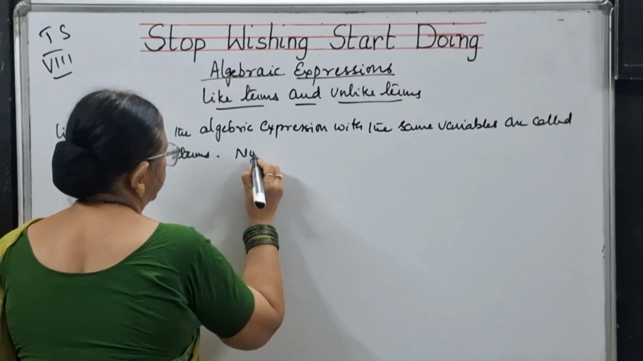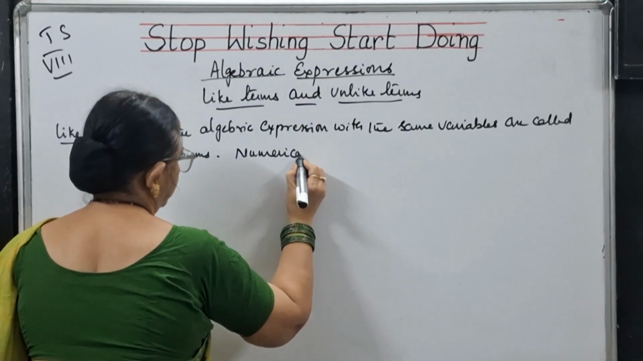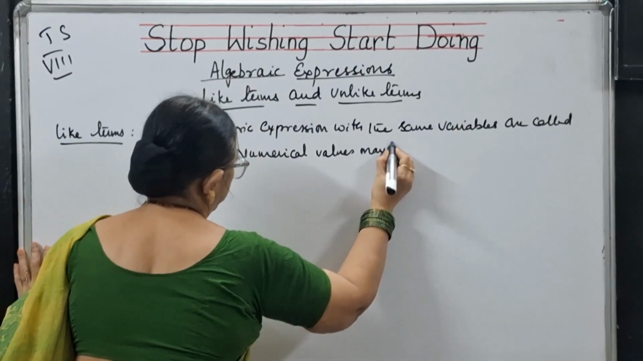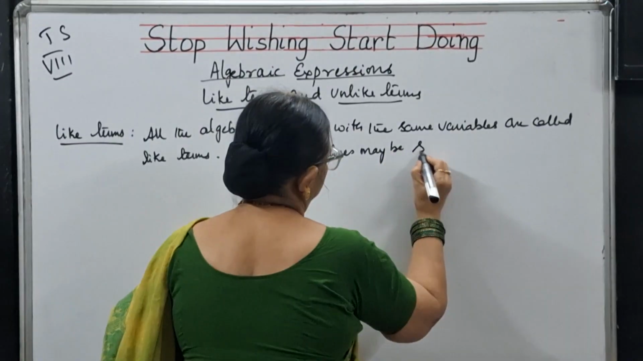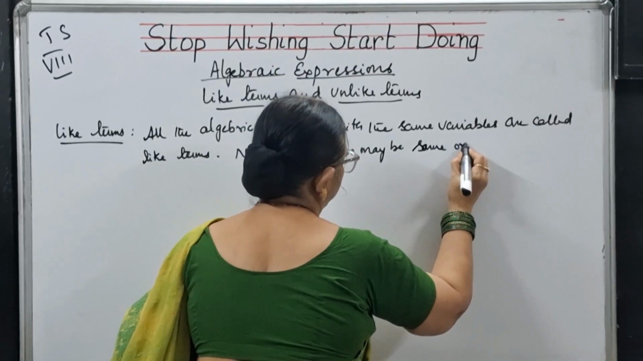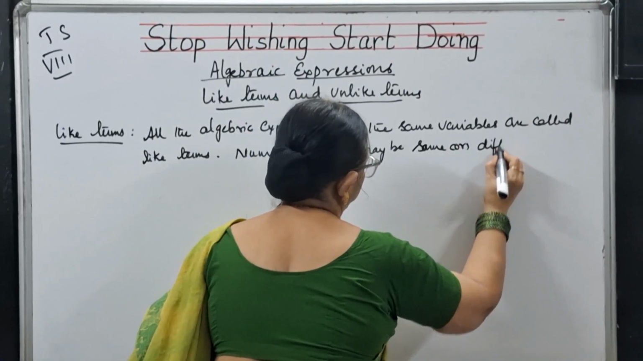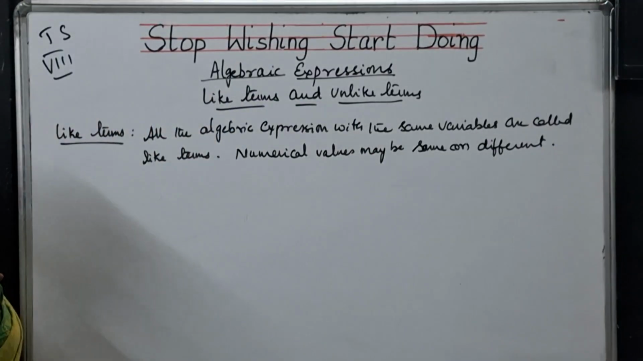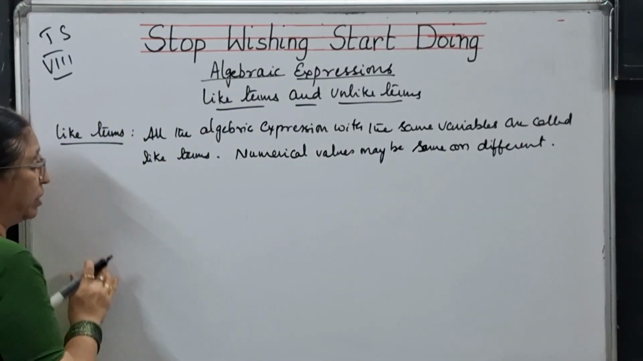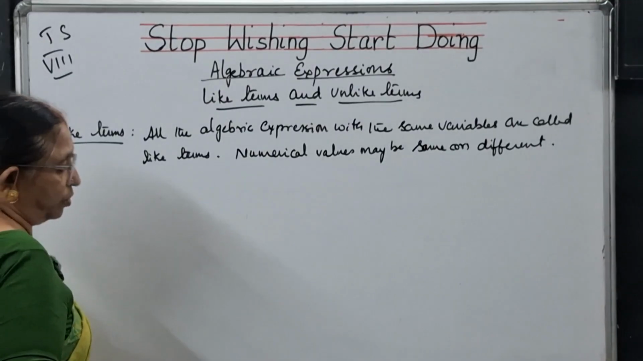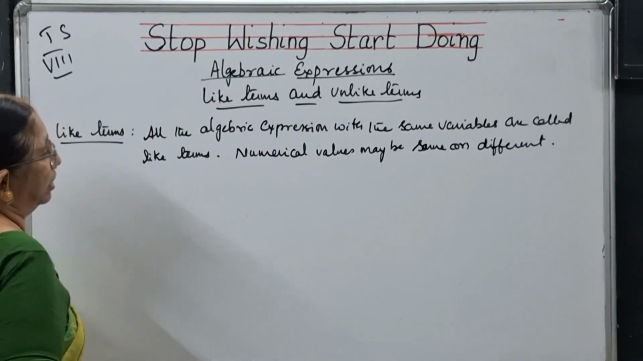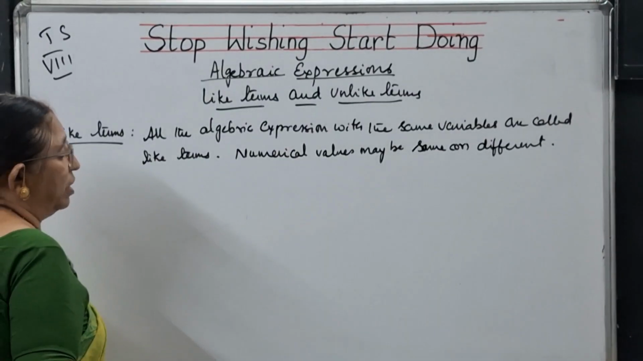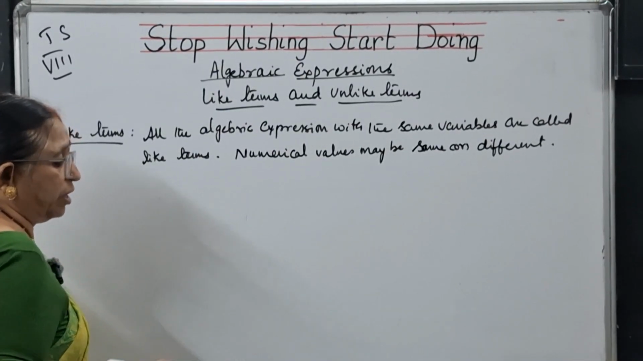Here numerical values may be same or different. So we are not considering numerical values. Like terms always deal with algebraic expressions only, that is variables only. They will have the same variables. They should have the same variables. If the variables are different, we can't consider them.